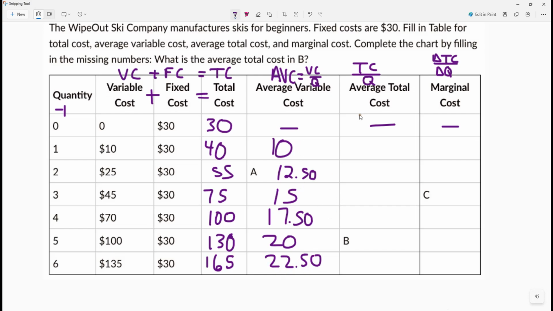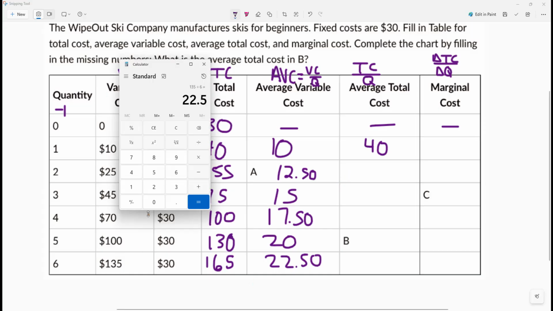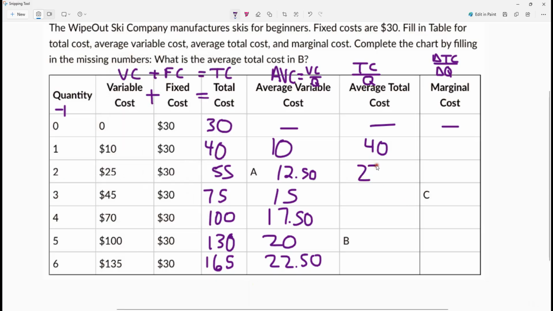Our average total cost is going to just be our total cost divided by quantity. So the first one would be 40 over 1. 55 over 2, what is that, like 27.50? I don't know. 55 over 2, 27.50. Guess I did know. 75 over 3, I've got to do this the right one. 75 over 3 would be 25. 100 over 4, also 25.